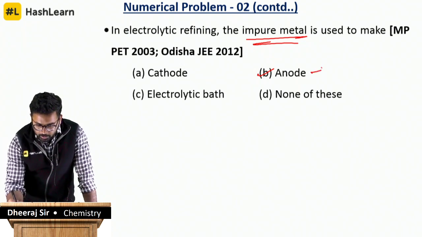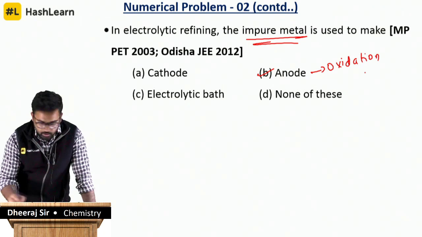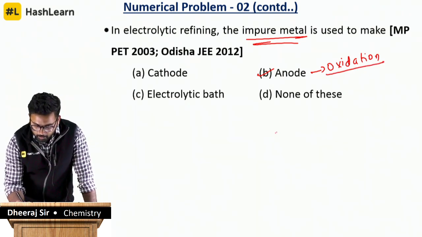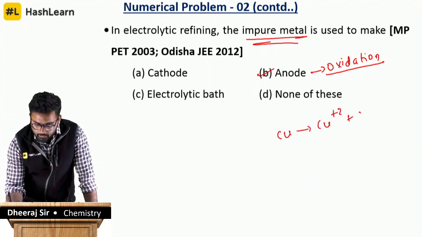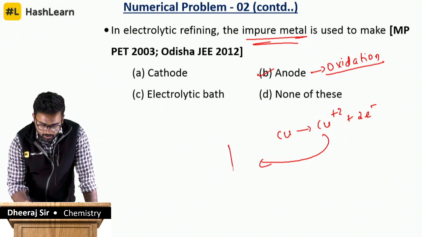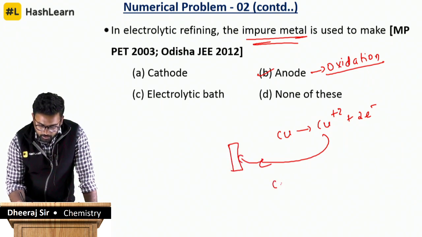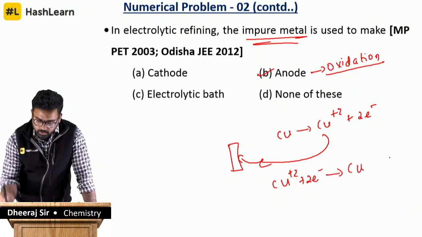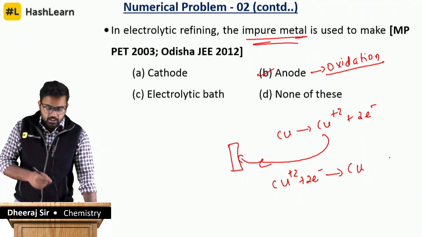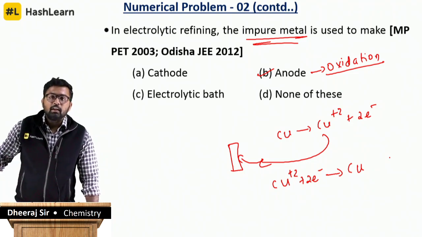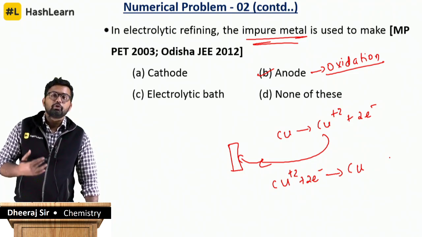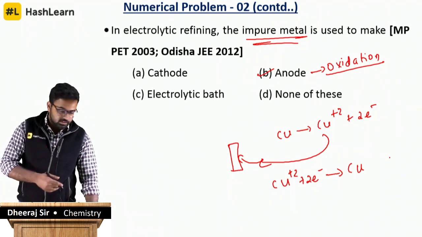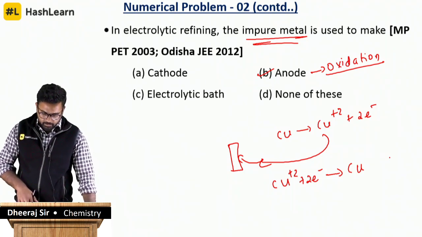Because anode will undergo oxidation. If anode undergoes oxidation, if I take copper for an example, the impure copper will become ions, and these ions can then go and settle down at the cathode by undergoing reduction. So it is the anode which is the impure material, and the cathode is the pure material, wherein the ions from the solution will go and get deposited as pure substances. So it's the anode, guys. Pretty simple, straightforward. So remember this.